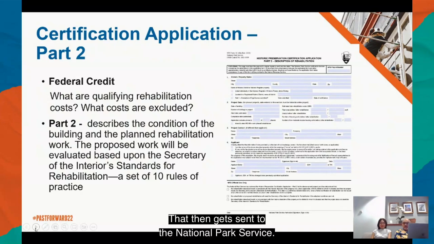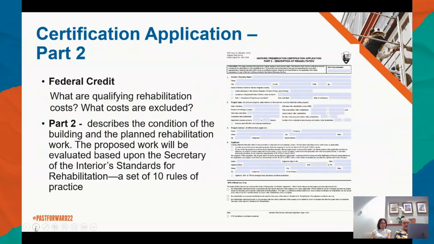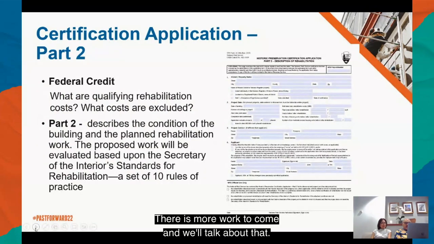That then gets sent to the National Park Service. They look at it and go through the same process of saying, yes, this project as designed, as described here, meets the standards, and we think this is a qualifying project. A couple points here. There is more work to come, and we'll talk about that.